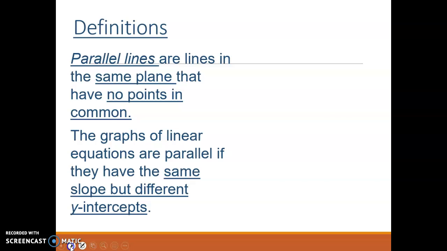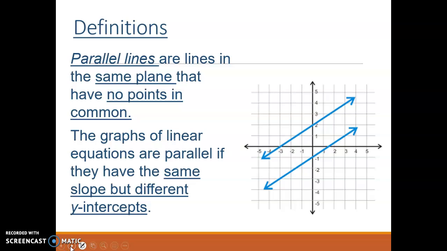They never cross. We know that the graphs of linear equations are parallel if they have the same slope but different intercepts. If they had different slopes, eventually they would cross. Even if they were just slightly different, maybe they run parallel for a really long time, but if they have just a slightly different slope, eventually they will cross.